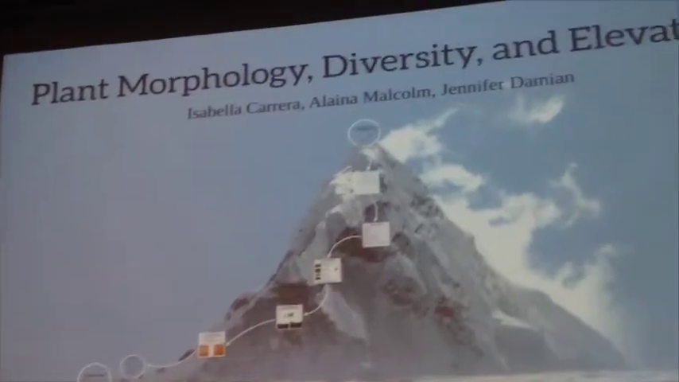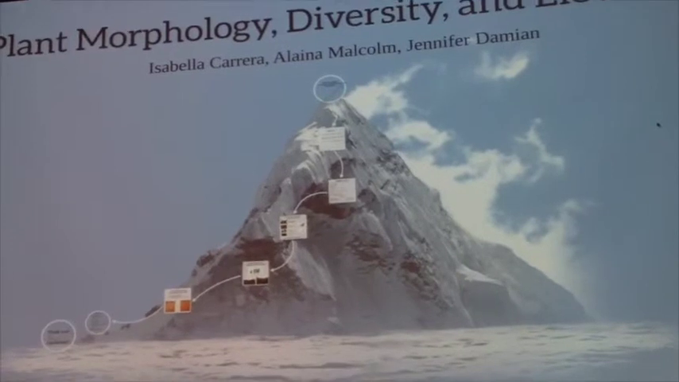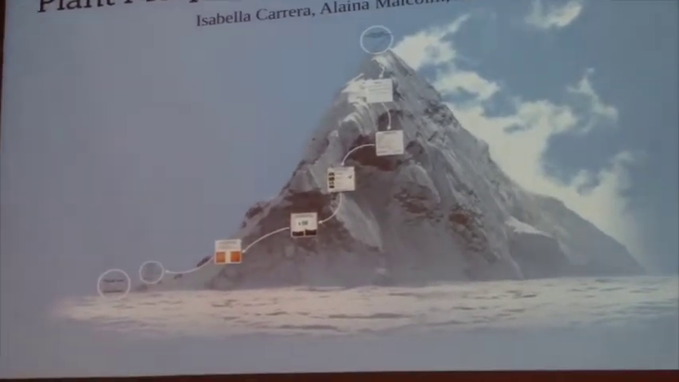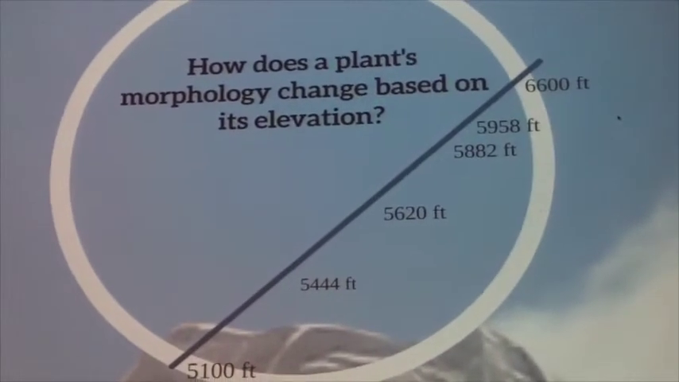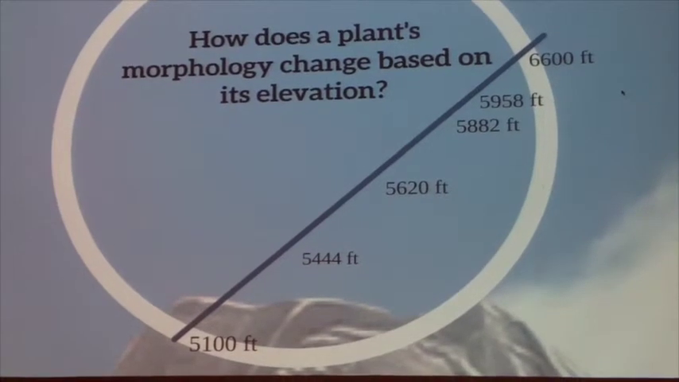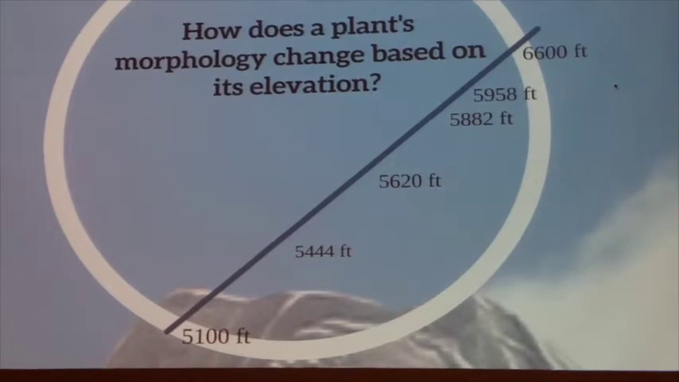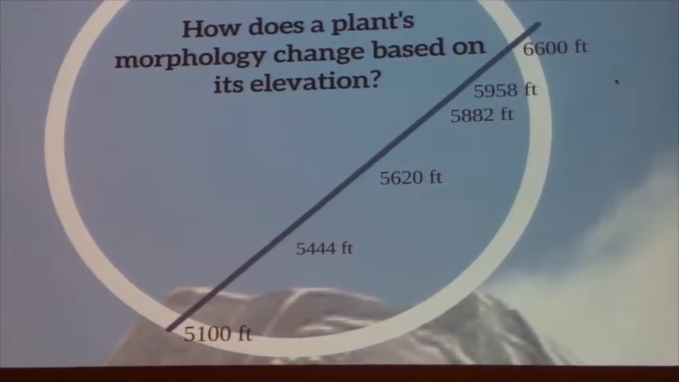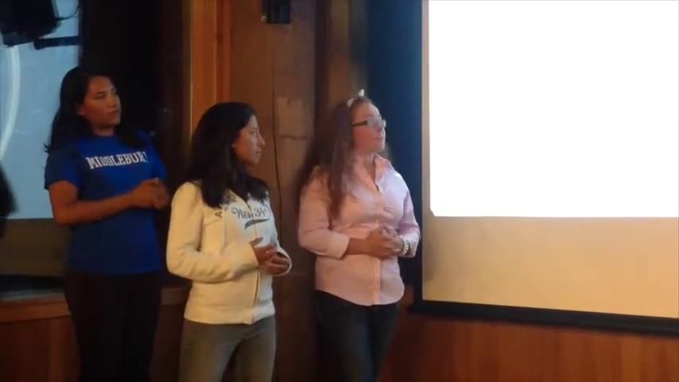Our group studied plant morphology, diversity, and elevation in the recent deglaciated areas of the Alpine Meadow. Our first question was, how does a plant's morphology change based on its elevation? And the line that you see shows our elevation that we started collecting data from, 6,600 feet. And on our way down, we made different stops, as you can see. And then our lowest stop was 5,100 feet, which was our last collection.